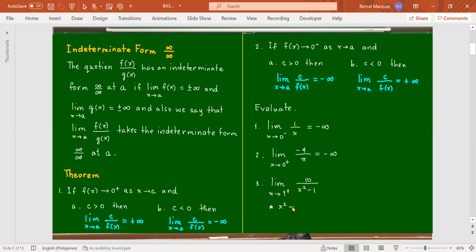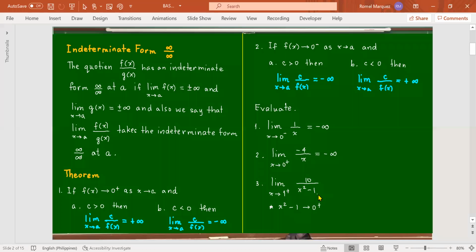Zero. X is approaching 0, but in what direction? What sign? Through positive values. X squared minus 1 is approaching 0 through positive values, because when you square, it is greater than 1, no? So the difference is expected to be positive. So approaching 0 through positive values.